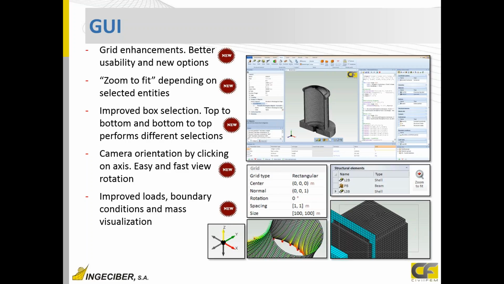We have improved the box selection option. Now you can drag the box selection from top to bottom or bottom to top, and the behavior will be different, just like in many CAD systems like AutoCAD, for example. The camera can be oriented quickly using the three axes on the bottom left of the view pane. And we have improved the visualization of loads and boundary conditions and mass visualization.